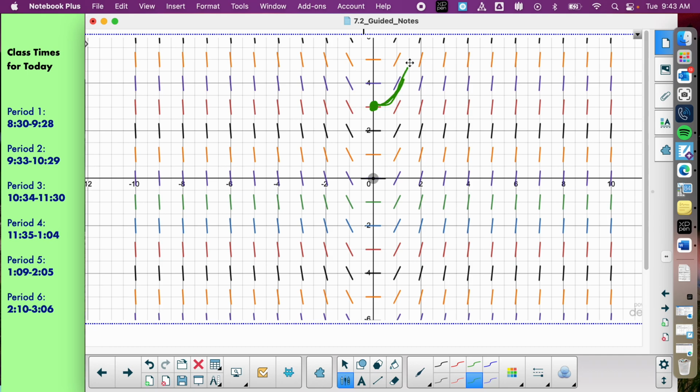And then if I keep following this, I'm going to get to another slope line that's a little bit steeper. I'm just sort of connecting the dots, but using my brain to figure out the in-between stuff. And so if I follow those slope lines, it creates y equals x squared plus 3.